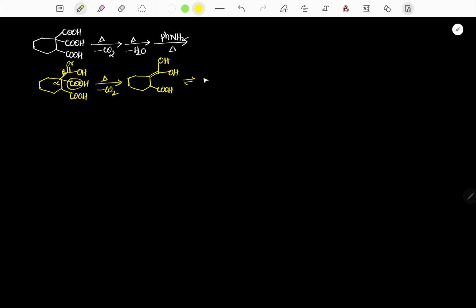Now it undergoes tautomerization and forms the corresponding carboxylic acid. Now this carboxylic acid, on further heating, loses water. So here you have to remove the water and write down the corresponding anhydride.